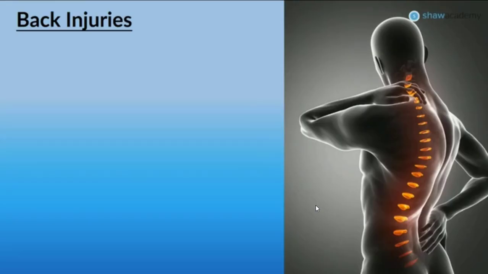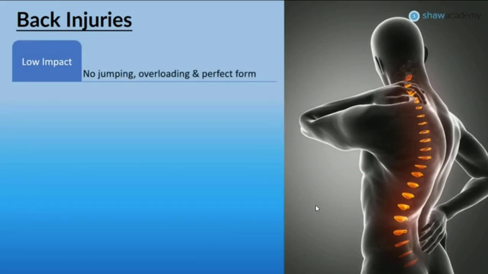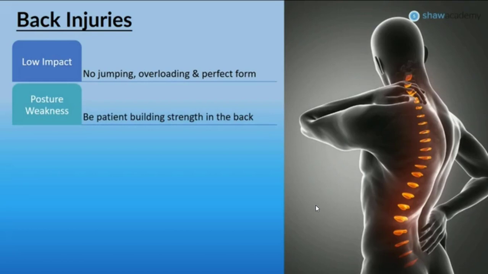So when it comes to back injuries, generally it's low impact, okay? So we're not going to do jumping or overloading of exercises, and we're going to make sure we're doing it in perfect form, okay? Unlike if you're not suffering from any back injuries, where you will be able to do maybe anaerobic exercises like burpees and squat jumps and things like that, you'll probably have to avoid them with back injuries, okay? With postural weaknesses, you have to be patient building strength back into your back, okay?